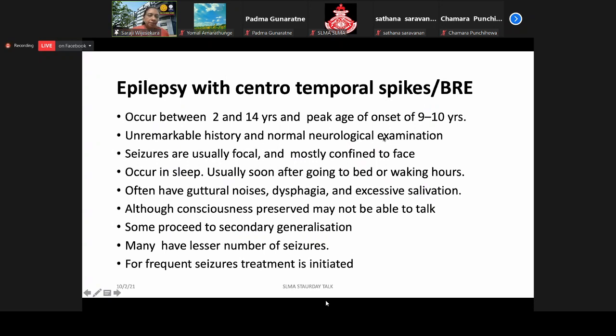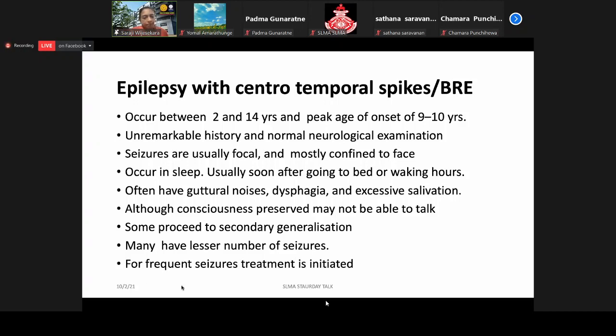So it occurs between 2 to 14 years, but peak age is around 10 years. History is usually unremarkable. The seizures are focal, but mostly the parents see only the latter part of the seizure, once it is generalized. But if you watch from the beginning, it's mostly confined to the face. They occur in sleep, usually as soon as they go to bed, or in waking hours. They may have guttural noises, like noises from the throat, dysphagia, and excessive salivation. Consciousness may be preserved initially, but they may not be able to talk.